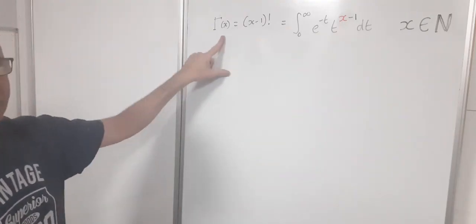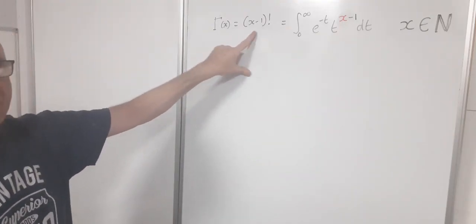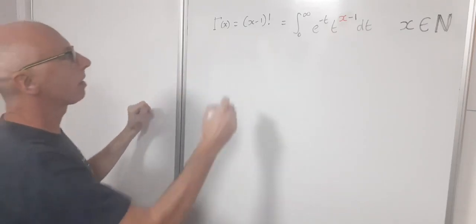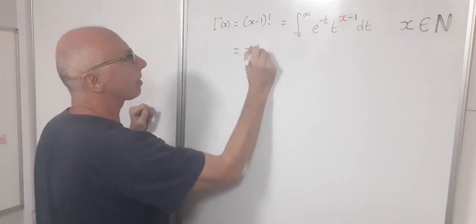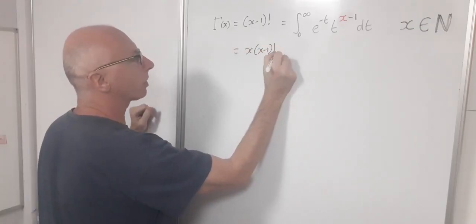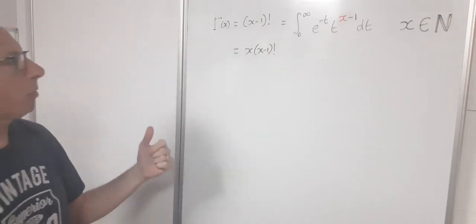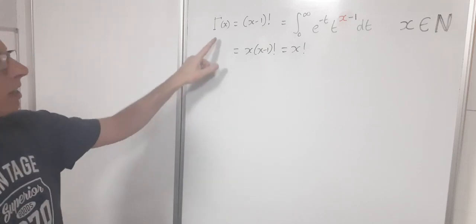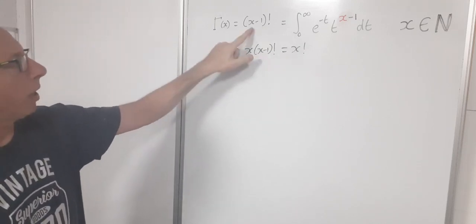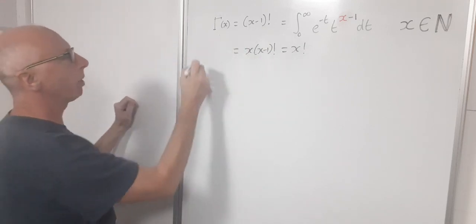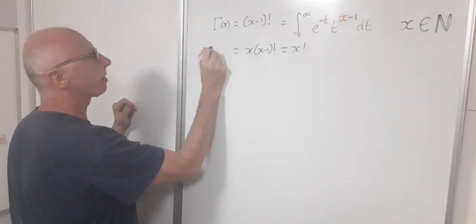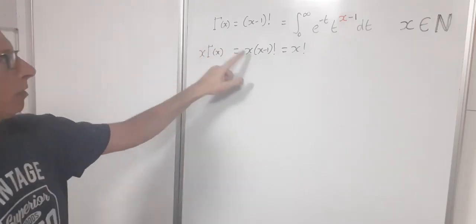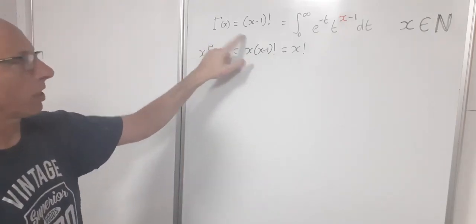Now another property of that, if I want to get x factorial, I need to multiply that by x. So I need x times x minus 1 factorial. So that will give me x factorial. So then if I multiply this by x, I can also multiply this by x. So I've now got x gamma of x. So basically I've multiplied everything by x on each side of the equation.